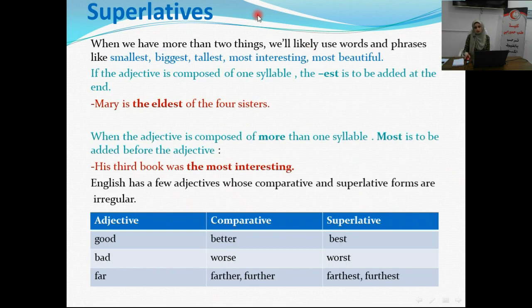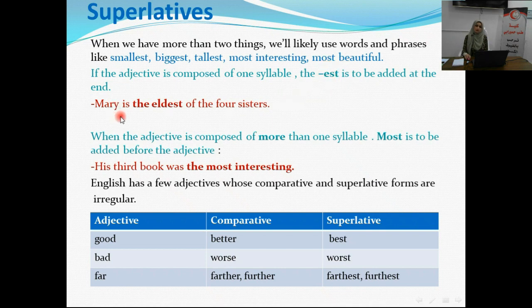Okay, from the comparative to the superlative degree, we have the difference here. When we have more than one thing, we likely use words and phrases like smallest, biggest, tallest, most interesting, and most beautiful. So with the comparative, we are comparing between 2 things, while with the superlative, we are going to make a comparison between one thing and a group, to make it superior to the group. So it is not a limited number. If the adjective is composed of one syllable, the est is to be added at the end. We are going to use est at the end of the adjective.